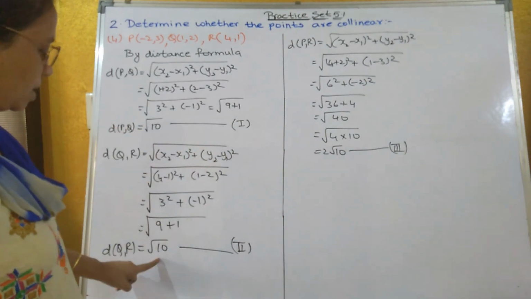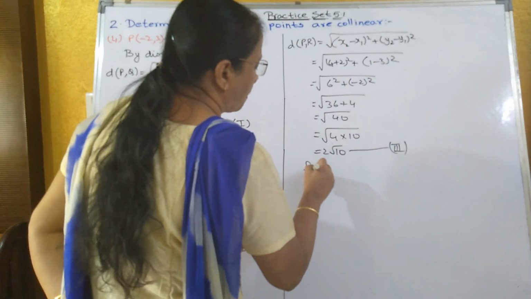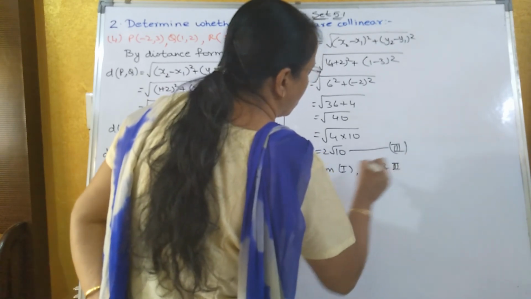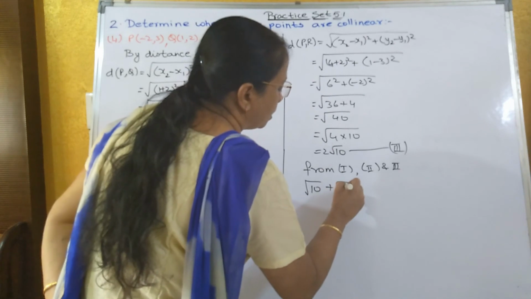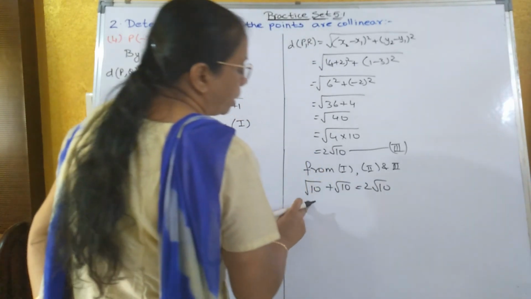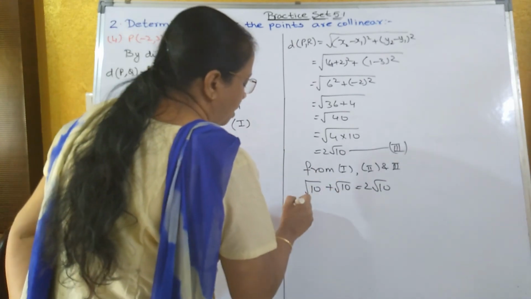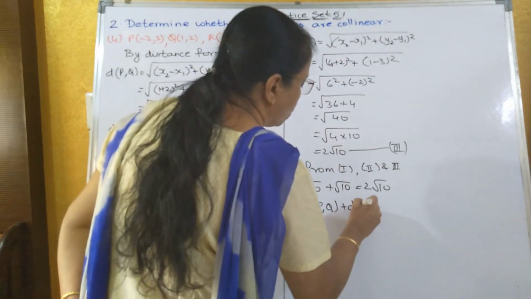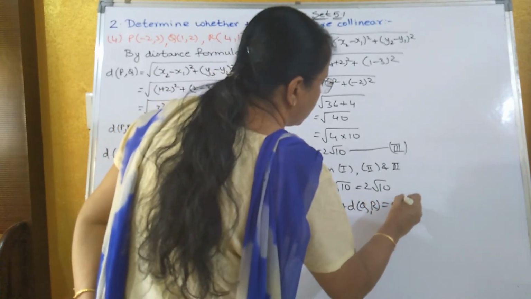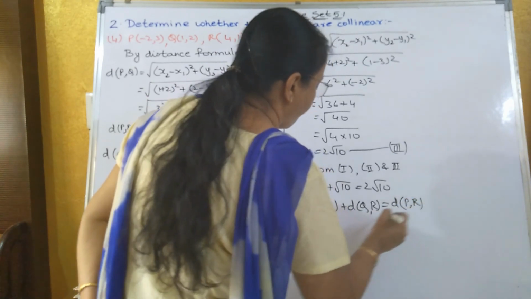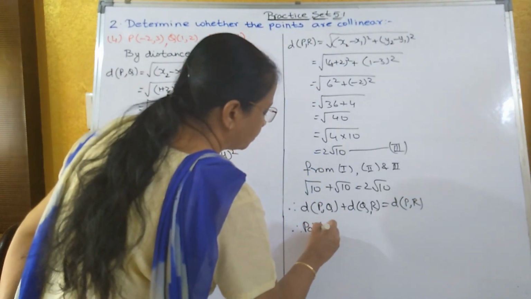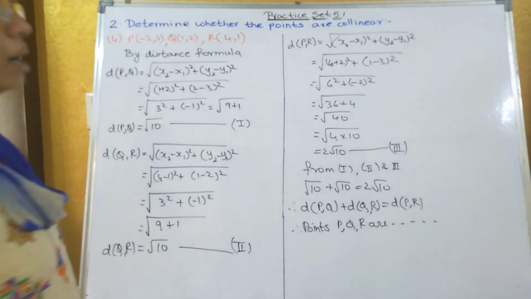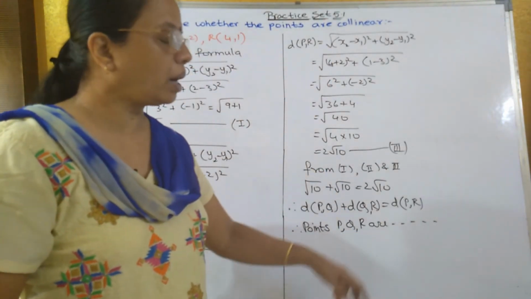Now if you compare 1, that is root 10, root 10 plus root 10 is equal to 2 root 10. So from 1, 2 and 3, what do we get? Root 10 plus root 10 is equal to 2 root 10. So root 10 and root 10 added make 2 root 10. Therefore distance PQ plus distance QR is equal to distance PR. Therefore points P, Q, R are collinear points. So write down that they are collinear points.